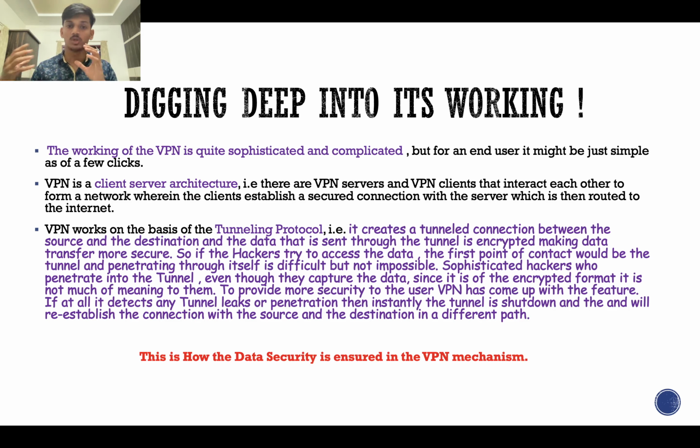So if the hackers try to access the data, the first point of contact would be the tunnel, and penetrating through it is difficult but not impossible. Sophisticated hackers who penetrate into the tunnel, even though they capture the data, since it is encrypted, it doesn't mean a lot to them. But there might be some hackers who can apply some strategies or algorithms to find out what algorithm was used to encrypt the data and then decrypt the data.